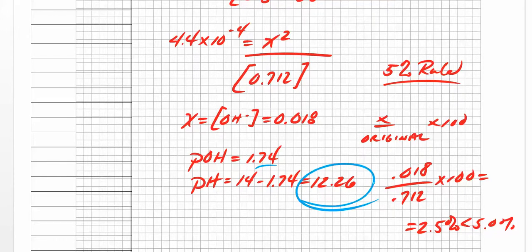So that's my answer. Here's what I'm going to do. I'm going to use the 5% rule. What I started with, okay, I'm sorry, the change over the original times 100. If that comes out to less than 5%, the approximation is valid.